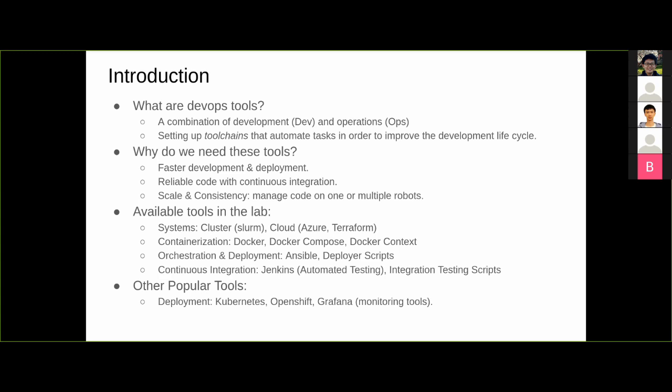So what we're basically doing is setting up tool chains that can automate tasks in order to improve our development cycle. So why do we need those tools? Why is this even necessary? It helps with faster deployment, faster development.